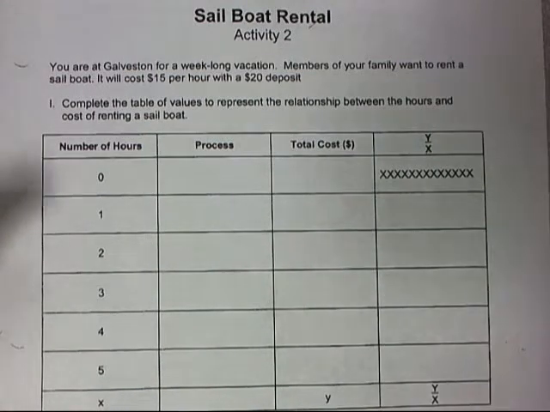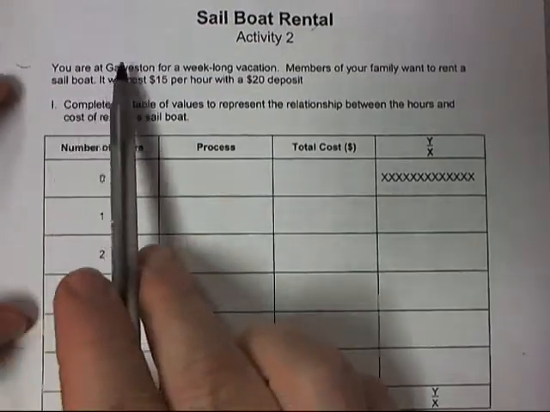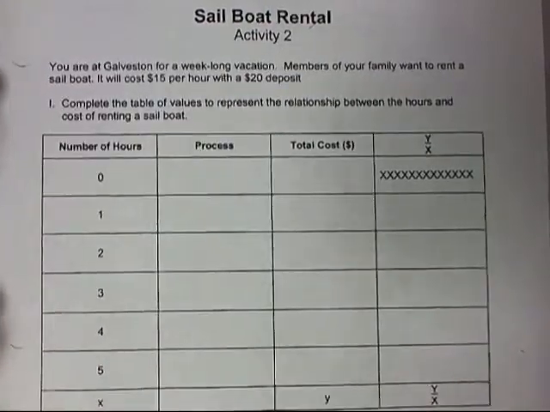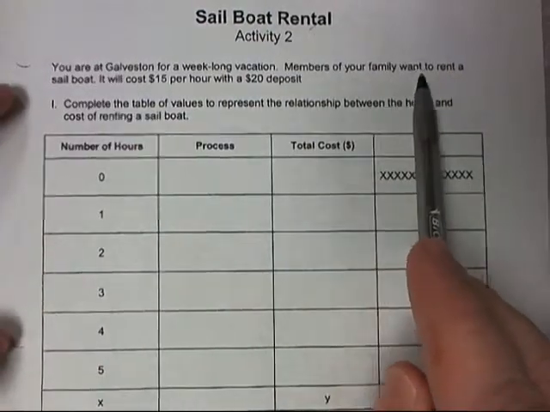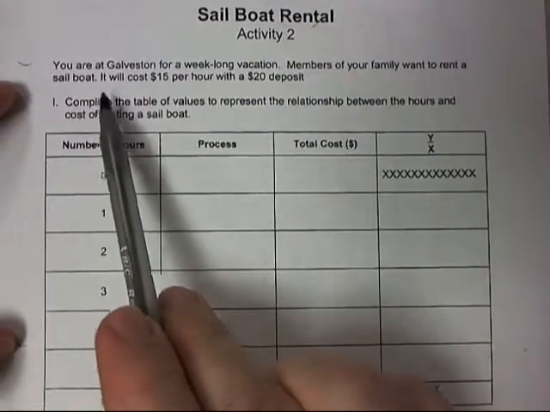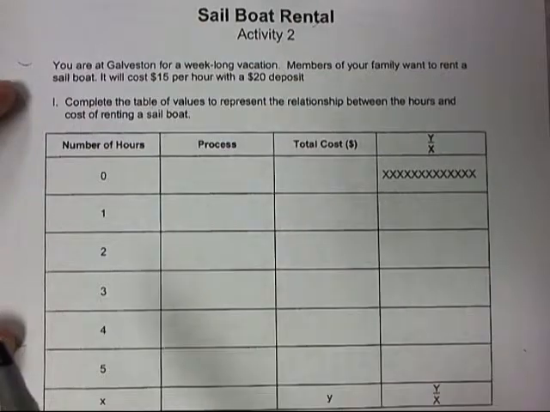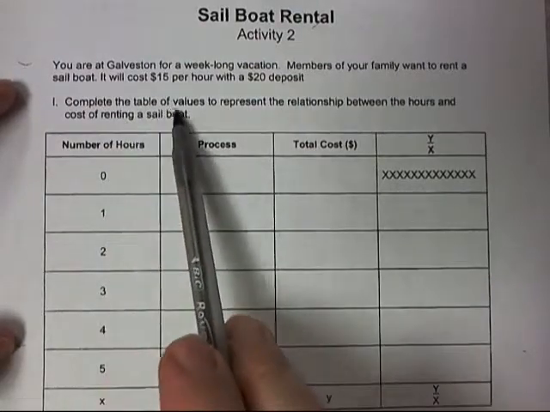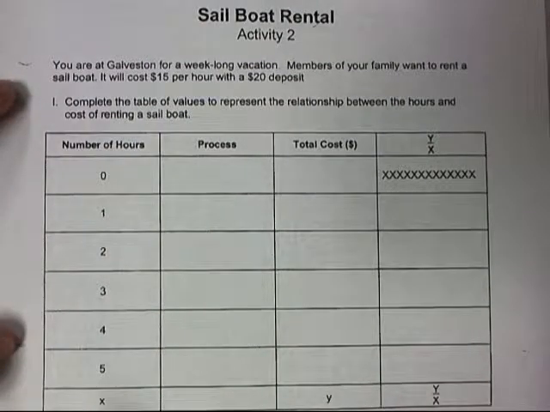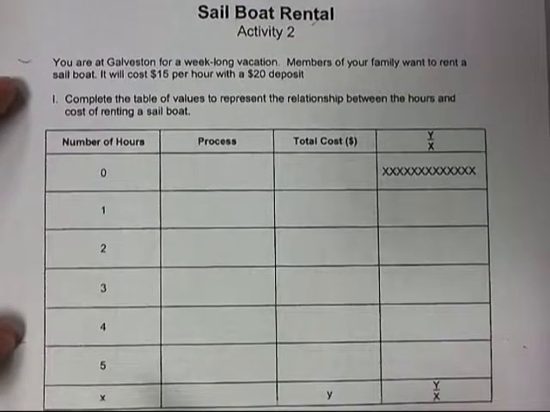Sailboat rental activity. You are at Galveston for a week-long vacation. Members of your family want to rent a sailboat. It will cost $15 per hour with a $20 deposit. Complete the table of values to represent the relationship between the hours and cost of renting a sailboat.